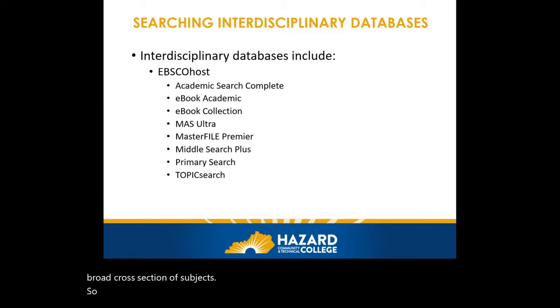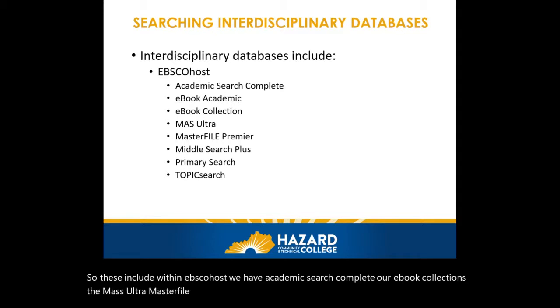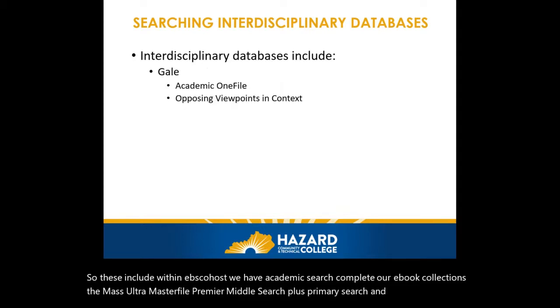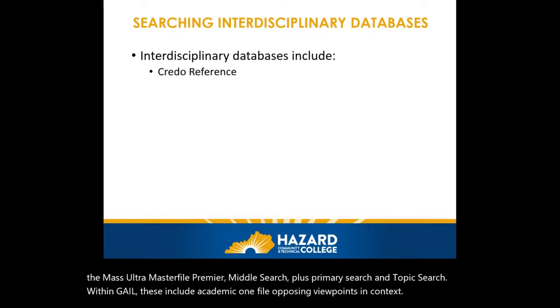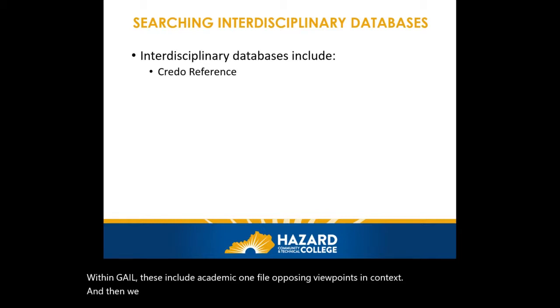So these include, within EBSCOhost, Academic Search Complete, our ebook collections, the MasterFILE Ultra, MasterFILE Premier, Middle Search Plus, Primary Search, and Topic Search. Within Gale, these include Academic OneFile, Opposing Viewpoints, and Context. And then we also have a reference database.